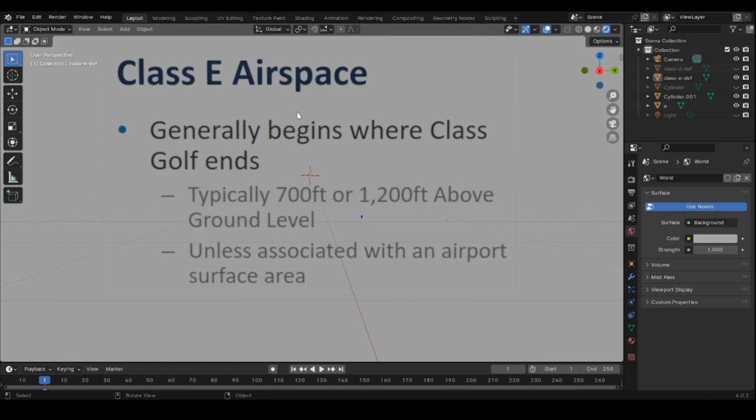So, Class E Airspace, here's what pertains to drone pilots only. Class E Airspace generally begins where Class G ends. I'm going to go over that. Typically 700 feet or 1,200 feet above ground level, unless associated with an airport surface area. I'm going to go over all of that.